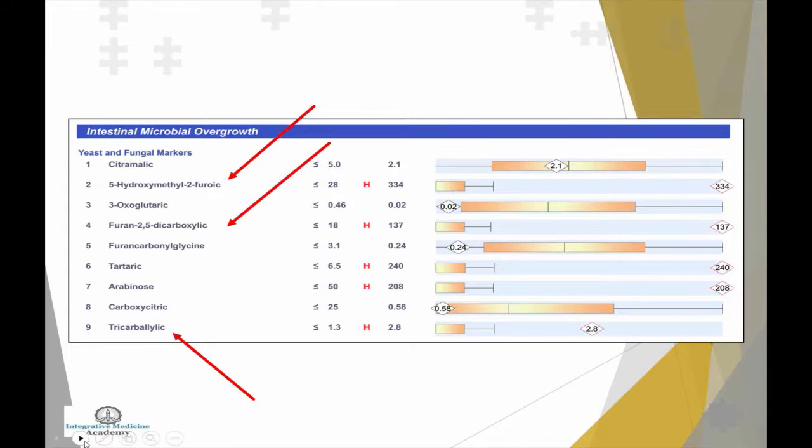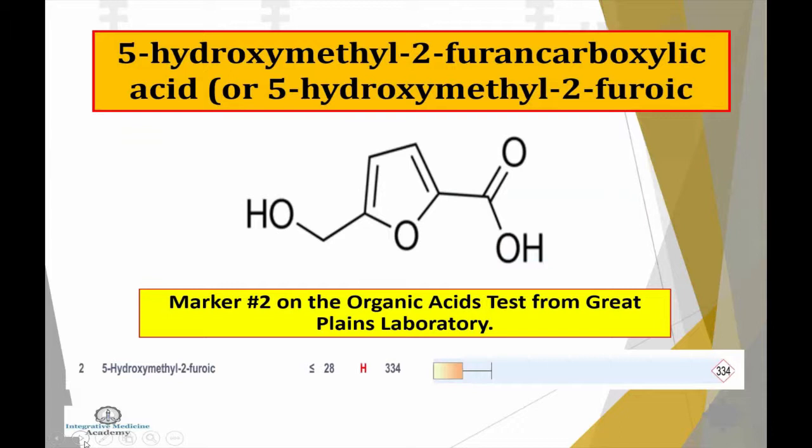Marker number 2, okay, this 5-hydroxymethyl-2-furoic acid chemical comes from Aspergillus mold. Aspergillus is a common mold in the environment. It can be acquired both through food as well as water-damaged buildings or building material. When you see an elevation of number 2 on the organic acid test, it doesn't tell you where the source is, but what it does tell you is that Aspergillus is colonizing the gut, meaning it's growing in the digestive system.